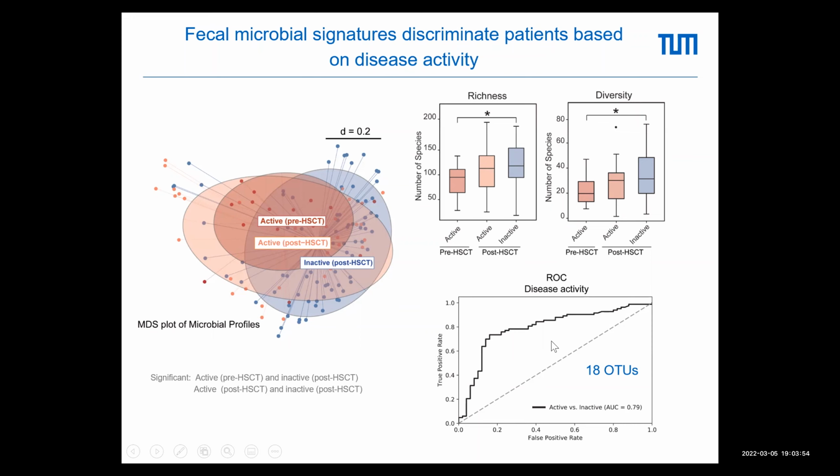And based on this model, we identified 18 features, or 18 operational taxonomic units. Operational taxonomic units would describe bacterial species. So we identified 18 bacterial species which can be used to classify patients into patients in disease or patients in no disease. Okay, that's very helpful, but 18 bacteria is really a big number. If you want to develop a diagnostic tool, you would like to have the minimum number of features to use for classification.